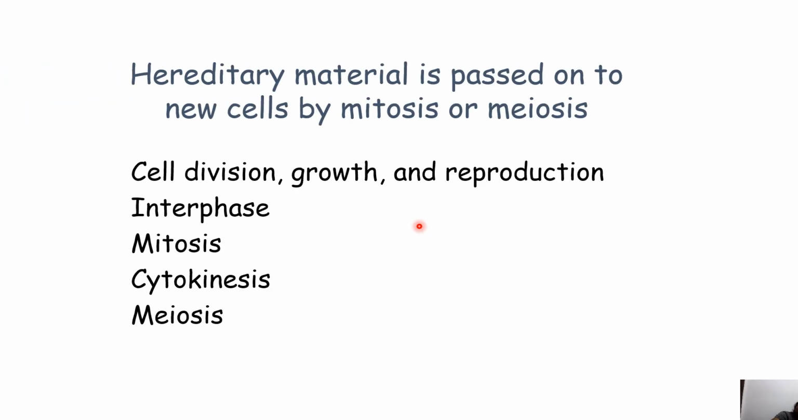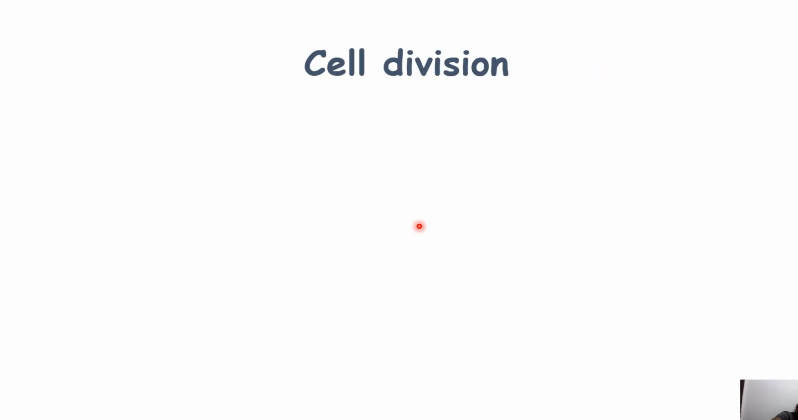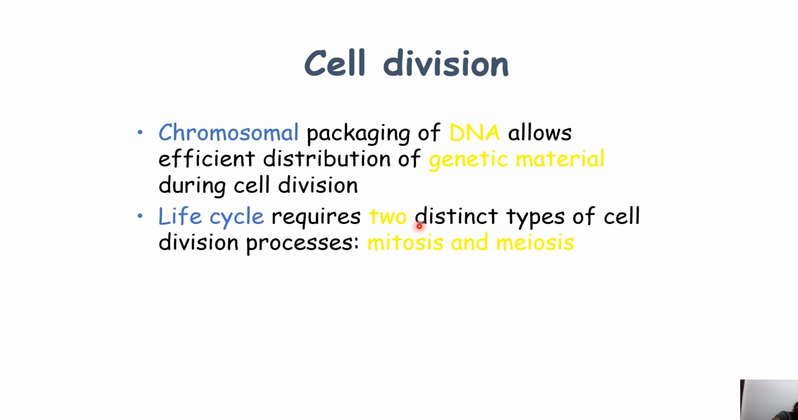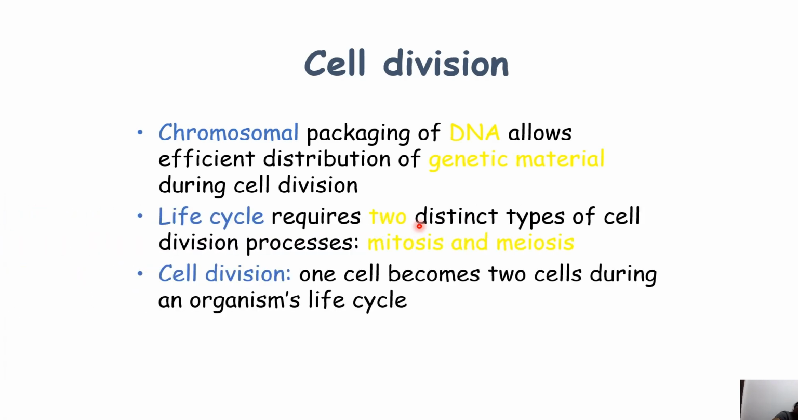So hereditary material is passed on to the next generation by mitosis or meiosis. So chromosomal packaging of DNA allows efficient distribution of genetic materials during cell division. Life cycle requires two distinct types of cell division processes: mitosis and meiosis. One cell becomes two cells during an organism's life cycle.